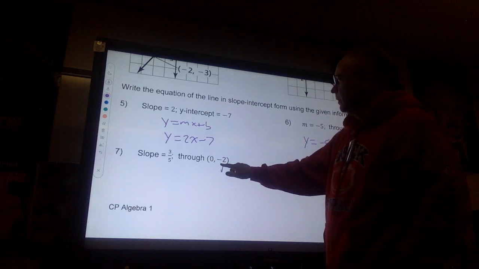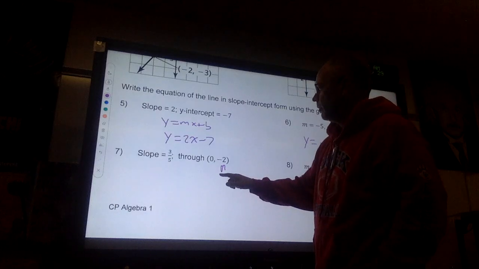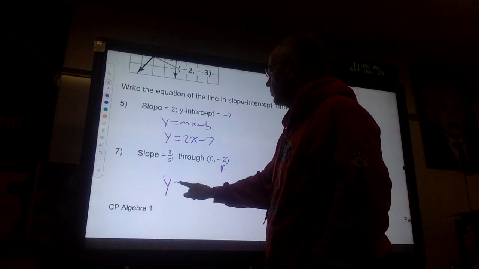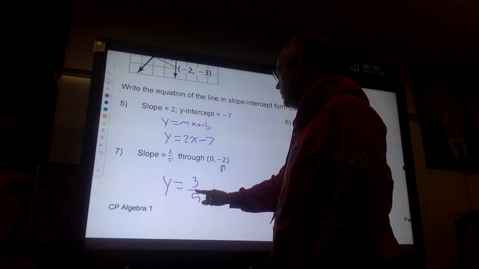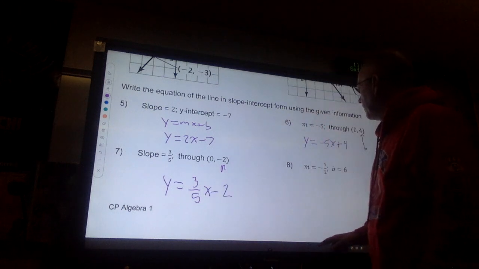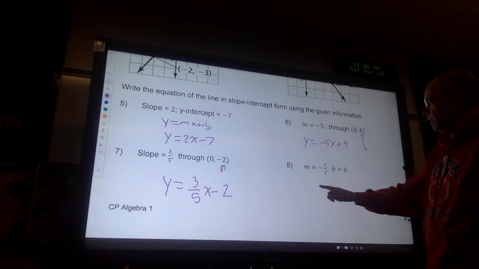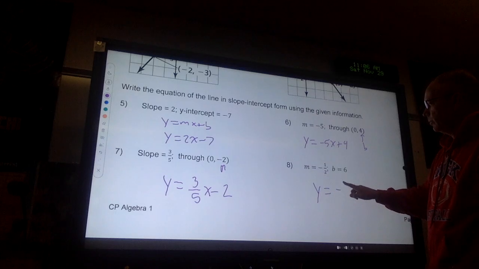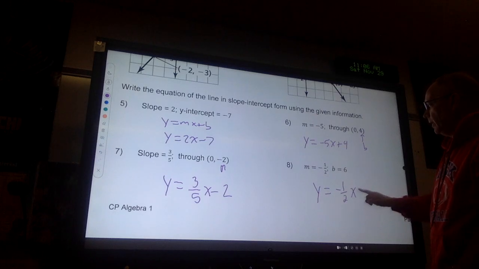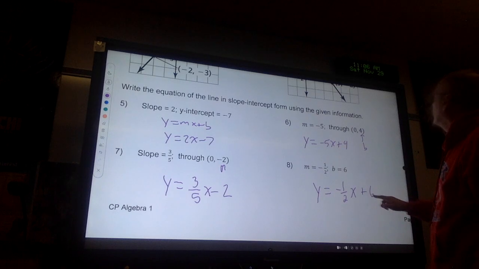This is also a y-intercept because our x value is 0. So that's our b value. So y equals 3/5 x minus 2. And then they gave us m and b, so just plug them directly into y equals mx plus b. So y equals negative 1/2 x plus 6, and it's all done.